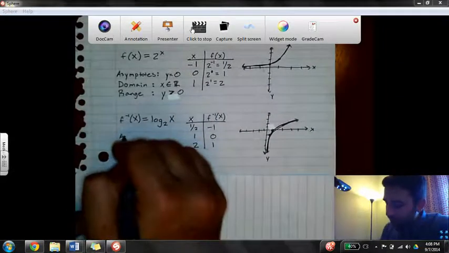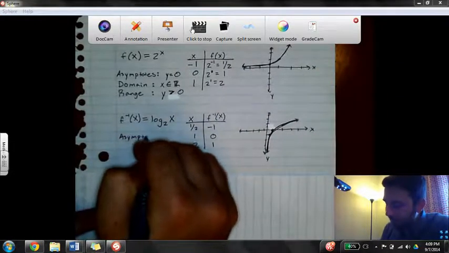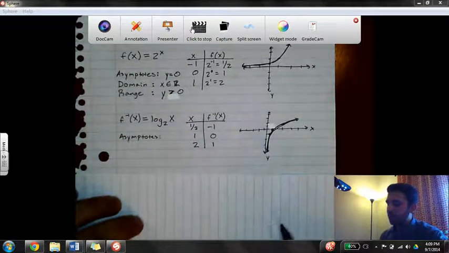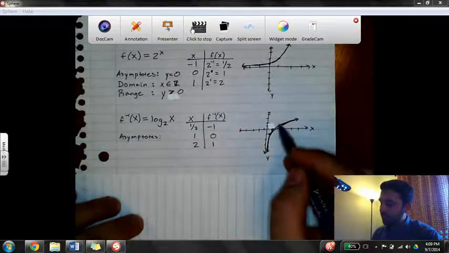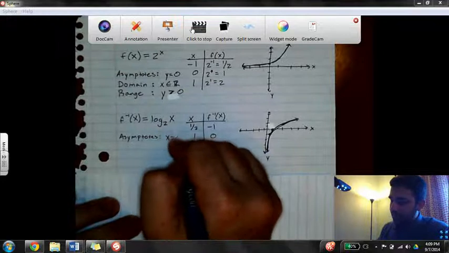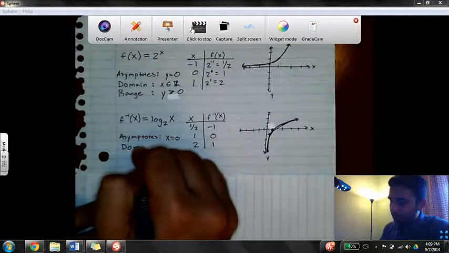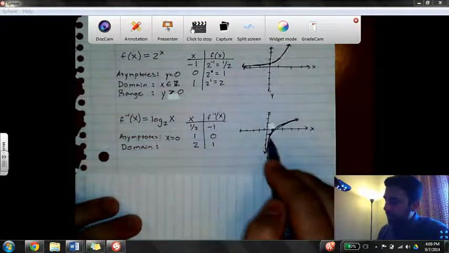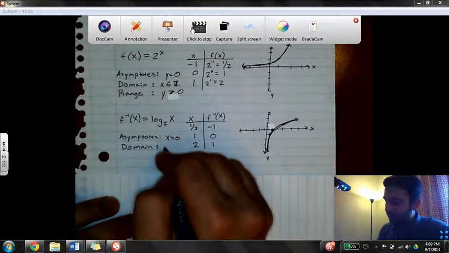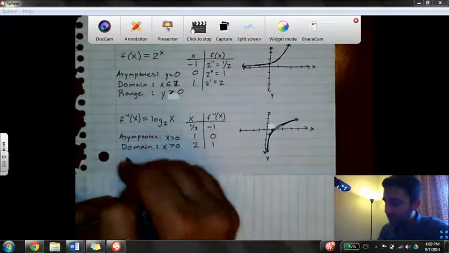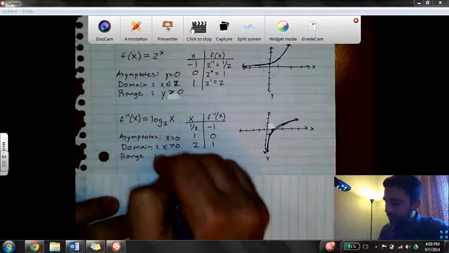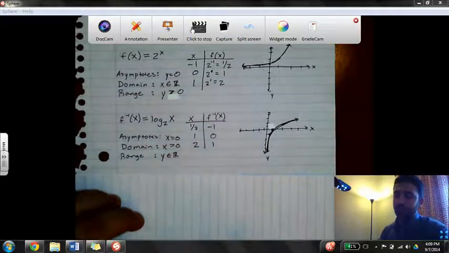So the asymptote for our logarithm function: our logarithm looks to be approaching the line x equals 0. And for domain, it's hitting all of my positive x values, but none of my negative. x is greater than 0. And for the range values, y is an element of all real numbers.